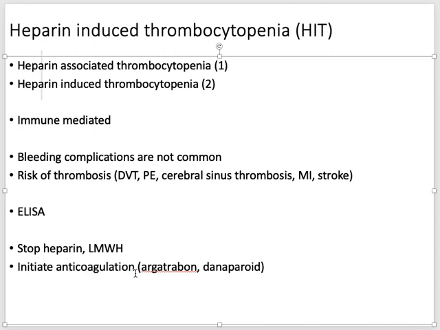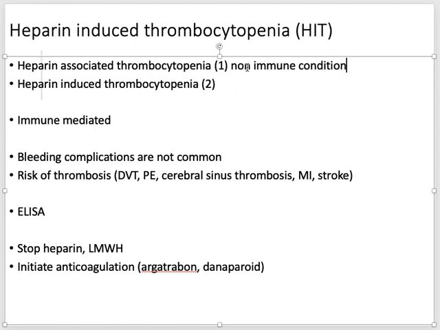It has two types, I told you. Type 1 is nowadays called heparin-associated thrombocytopenia. What happens in this one? There is direct heparin-mediated platelet aggregation. It's a non-immune condition. That's why they made a different category. In this one, the platelets stay above 100, and it is a self-limited condition.